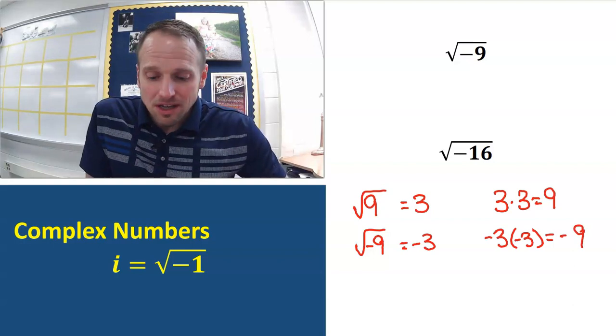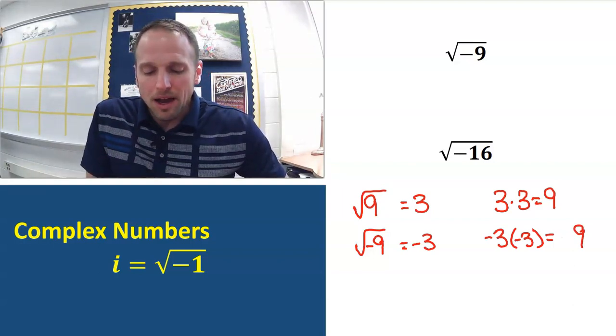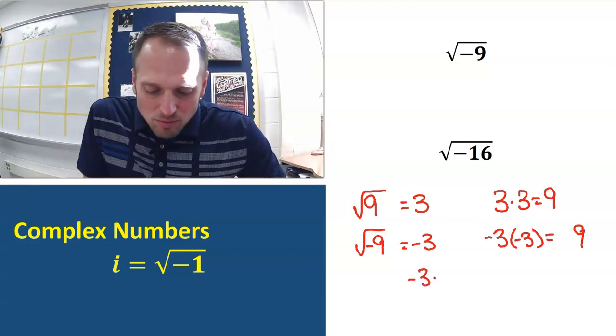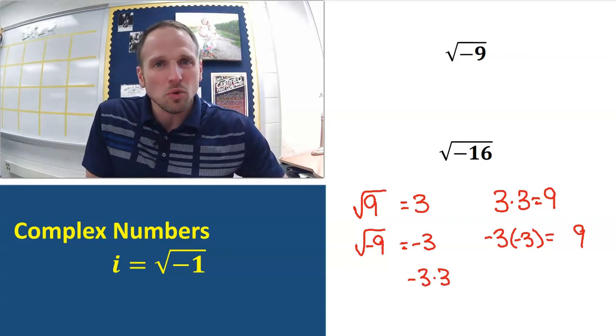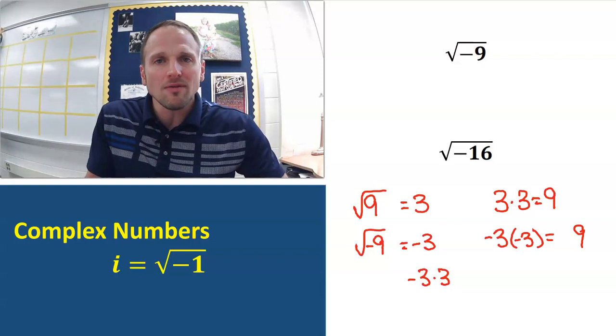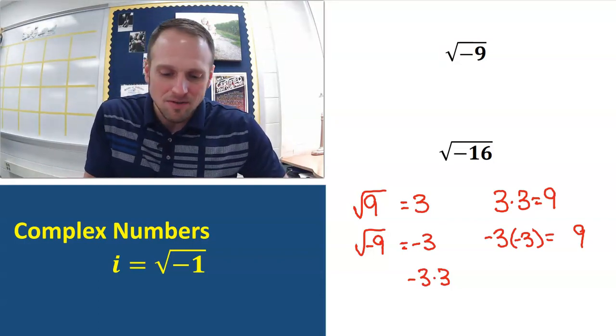Does -3 times -3 equal -9? No, it doesn't, because a negative times a negative equals a positive. This is also +9. And we can't say -3 times +3 because that's not what a square root is. A square root has to be the same number. So you can see we have a problem. We can never square something, multiply a number by itself, and get a negative answer.